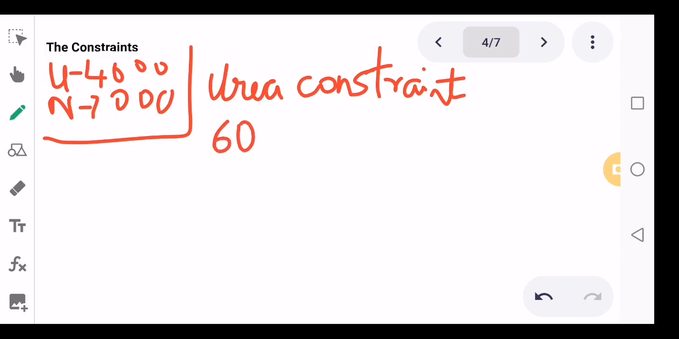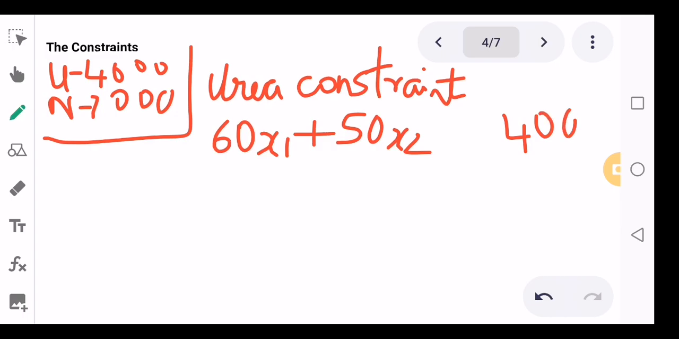So 60x1 plus 50x2, and urea should be minimum 4000. That is, it can be equal to 4000 or it can be more than 4000. So you can use a greater than sign. That's why I've used a greater than sign and equal to sign.